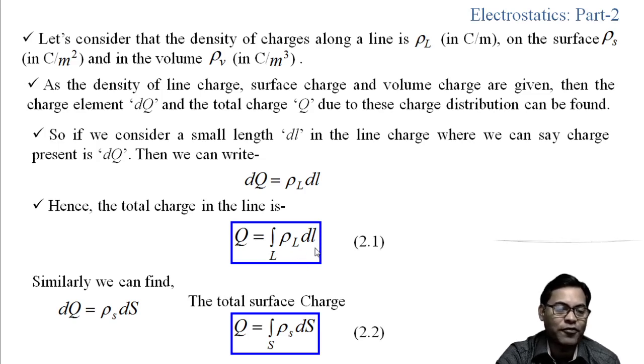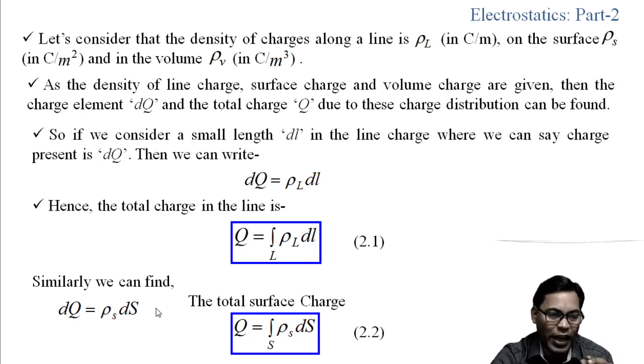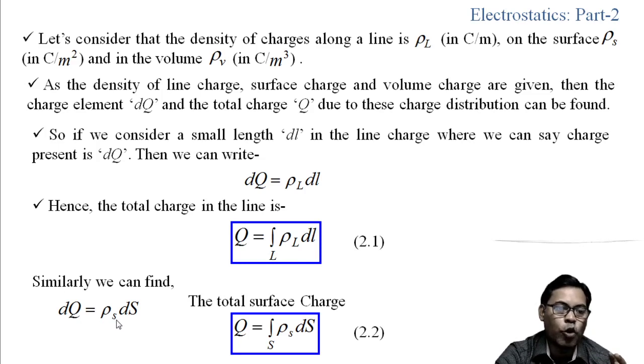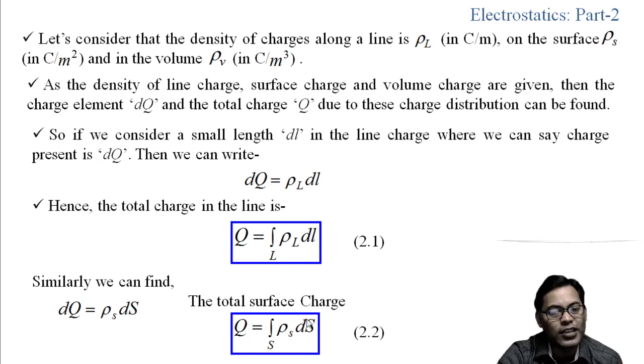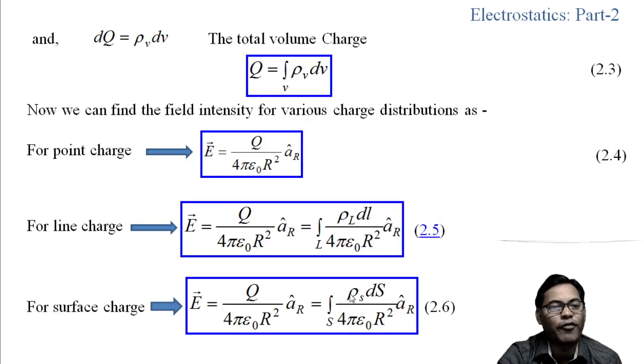Similarly, for the case of surface charge, if we consider a small area ds on that surface, then the charge inside the ds is dq equals to rho s into ds, because rho s is the surface charge density into the surface area, so we get the total charge inside this ds area. So, now the total surface charge q will be equals to the surface integral of rho s ds. Similarly, we can find the total charge for the volume of charge, that is q equals to the volume integral of rho v dv.